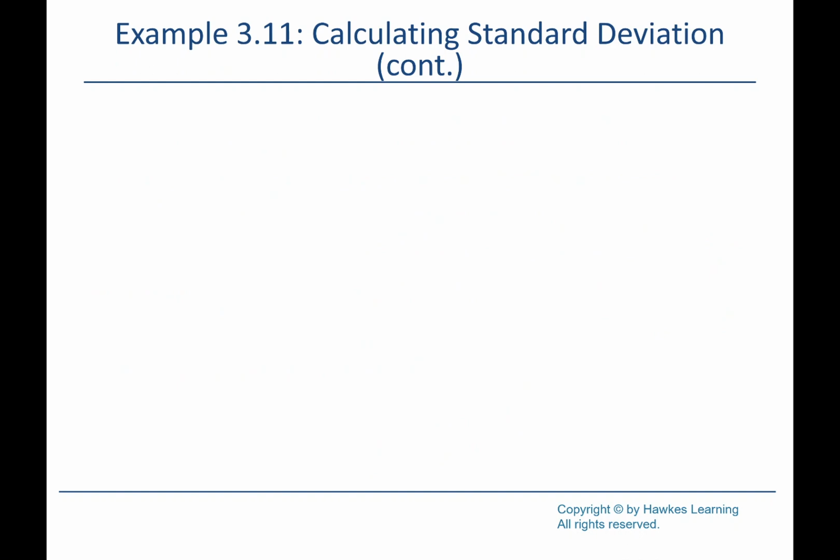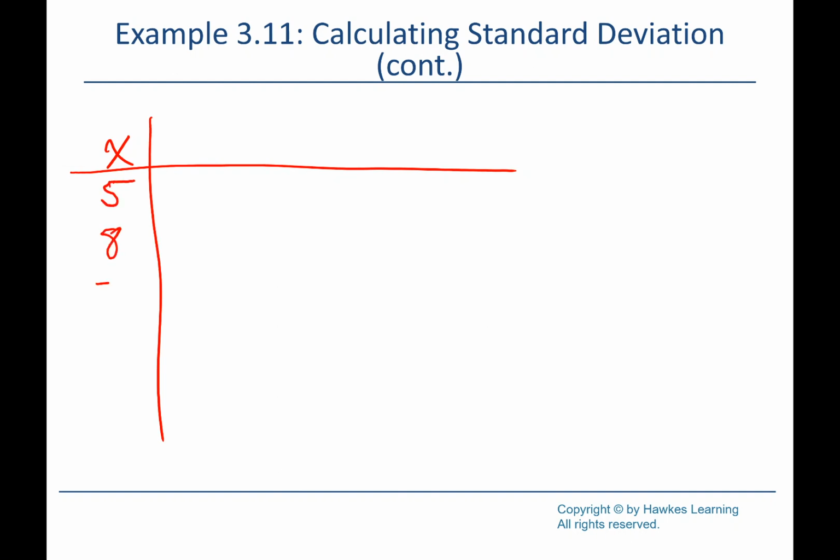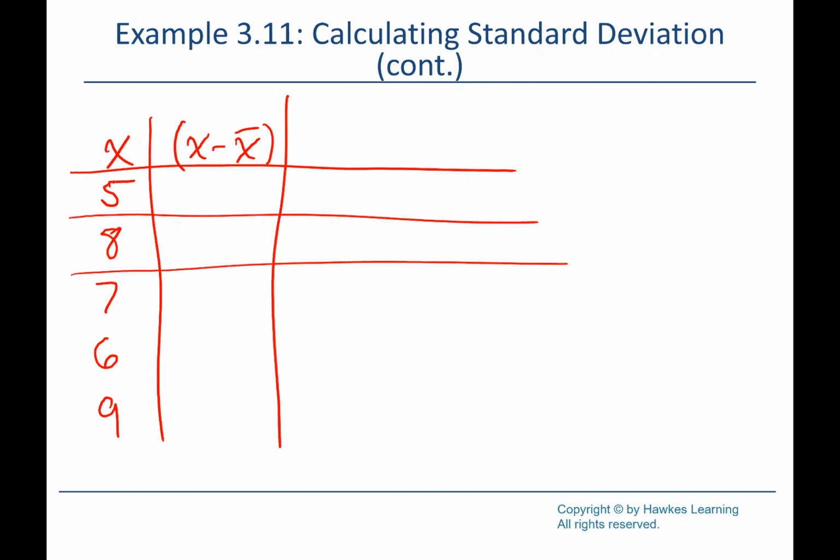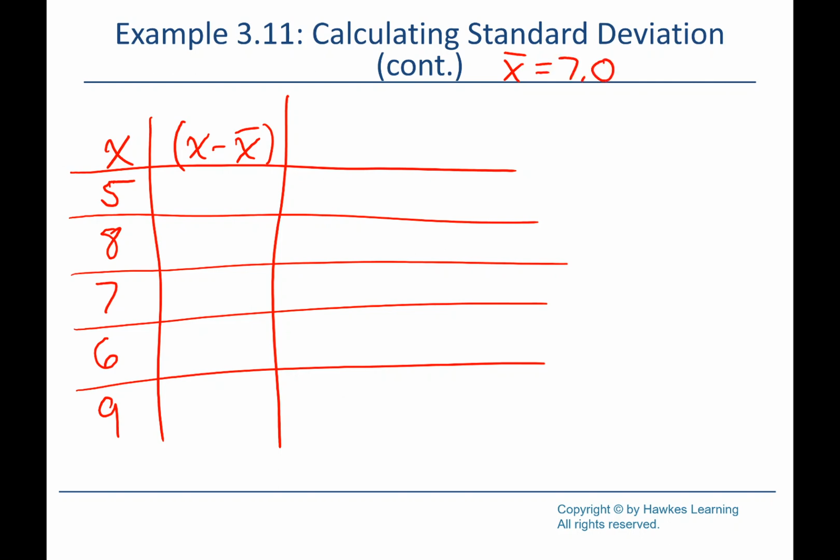So I'm going to make a little table where we've got our data values. And what were they? 5, 8, 7, 6, 9. And then we'll make a column where we're going to subtract the mean. Let me draw lines in here so it's easier to keep up with. So our mean, we said, was 7, or 7.0.